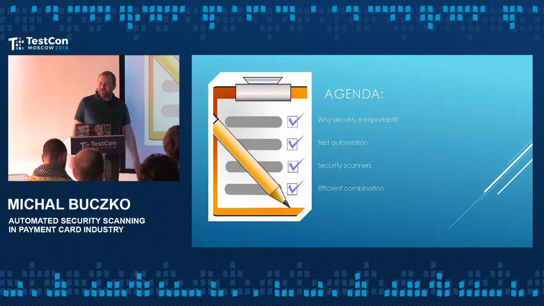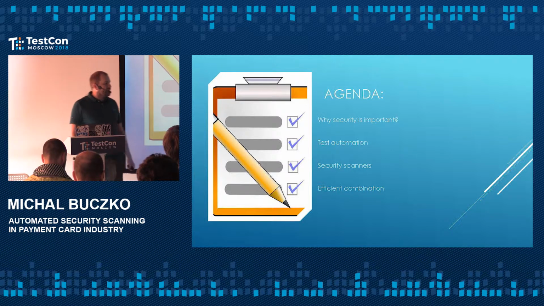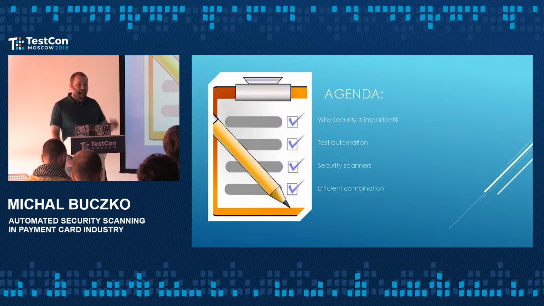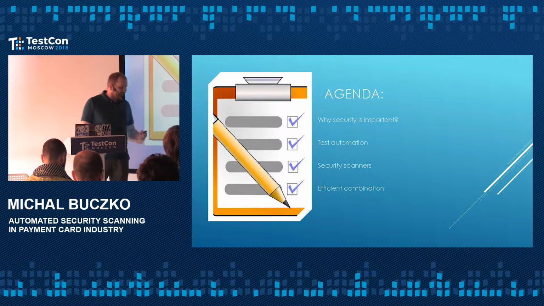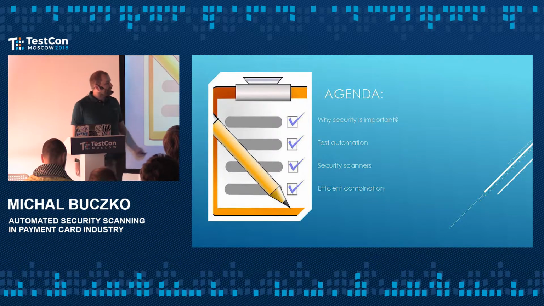I will show you an example of a security scanner. We will use OWASP ZAP for it. There is a similar one which is Burp Suite. And at the end we will talk about a combination, how you can combine both of those tools to have a high level of security testing done automatically on top of your existing automation.